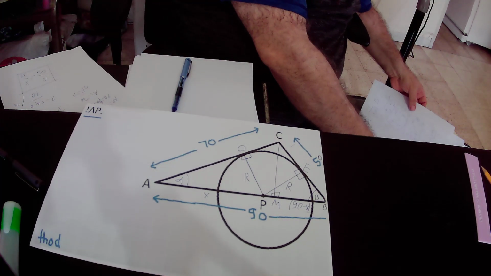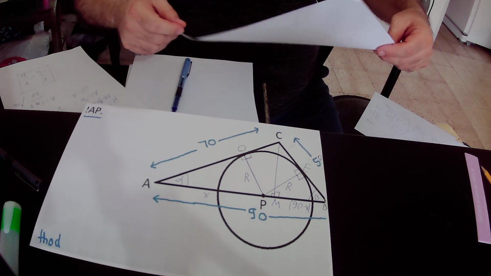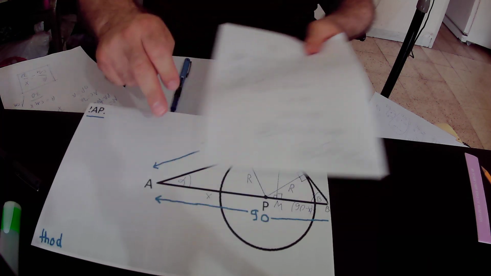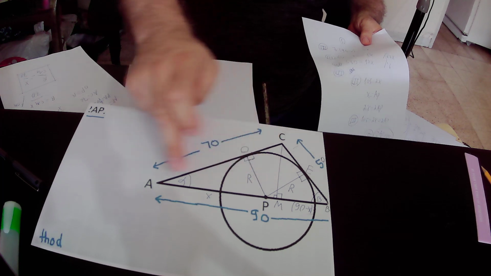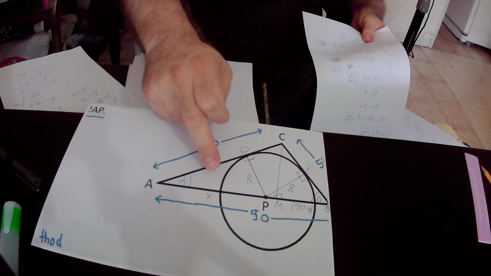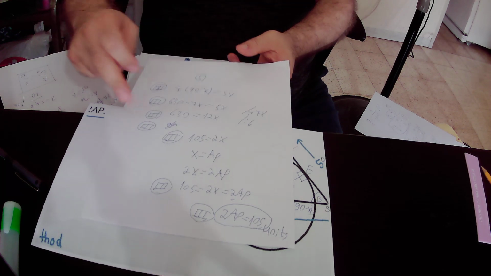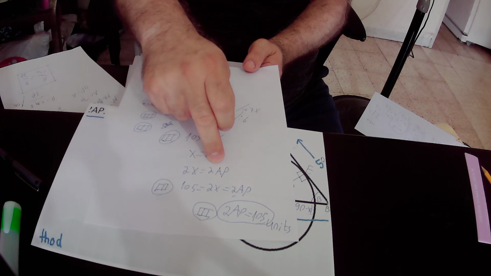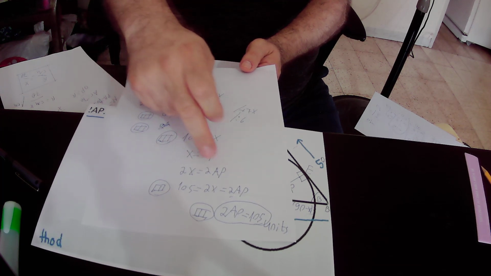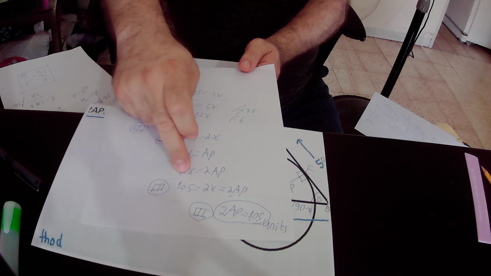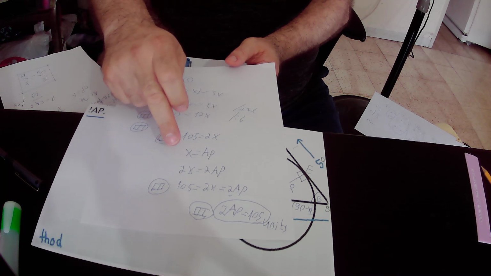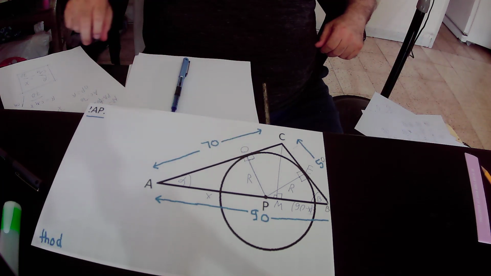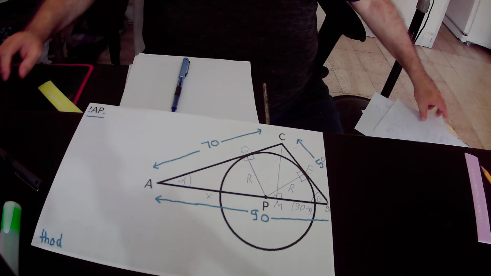And after we solved this very simple equation, we got that 2x equals 105 units, but we know that x equals AP, according to our definition. For that reason, 2x equals 2 times AP. So we can deduce that 2 times AP equals 105. So the final answer is that 2 times AP equals 105 units. Okay, thank you very much.